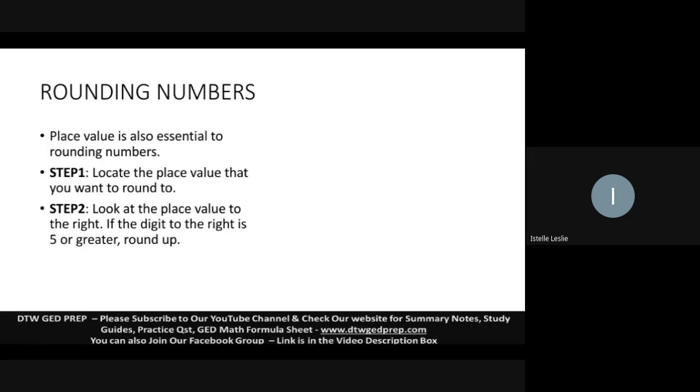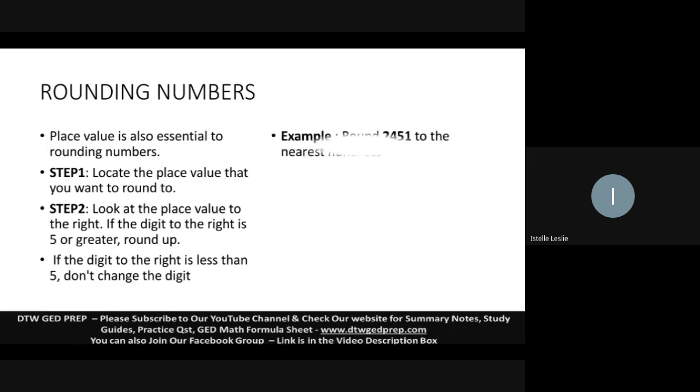But if that digit is less than 5, what are the digits less than 5? We just have 0, 1, 2, 3, and 4. So if the digit is between 0 and 4, then we don't do anything. We leave the digit in the place value we are working with the same way. So we'll see an example now.